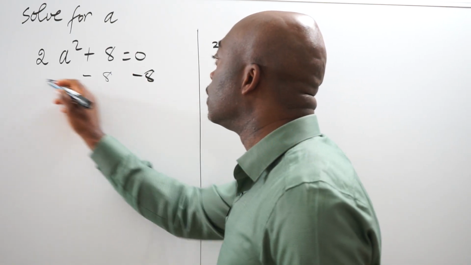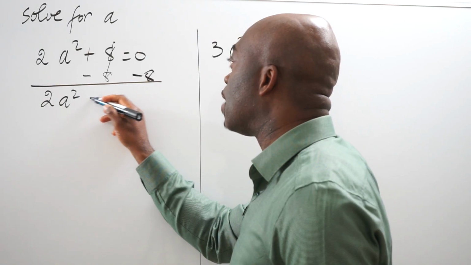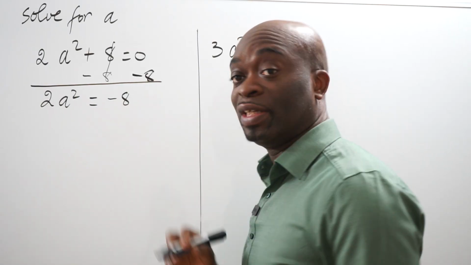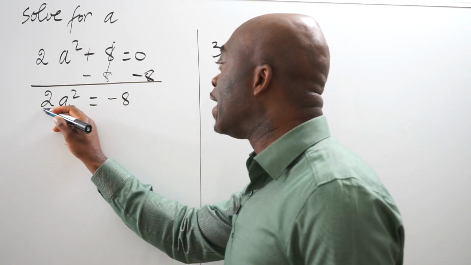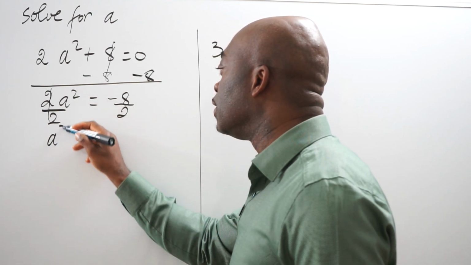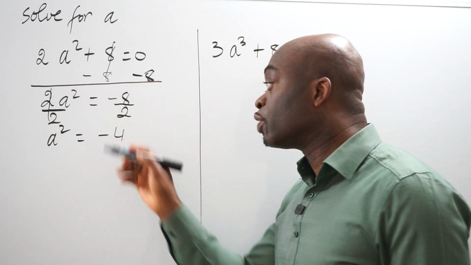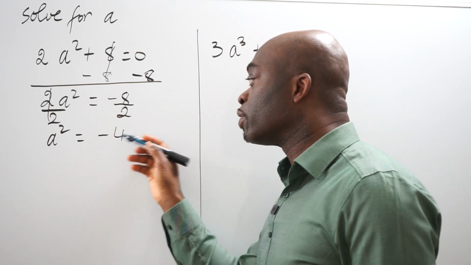All right. So this is out. So we have 2a to the second power equals negative 8. All right. And then we divide everybody by 2 and 2 because we're trying to leave a squared by itself. That gives us negative 4, right? So this is a squared equals negative 4.